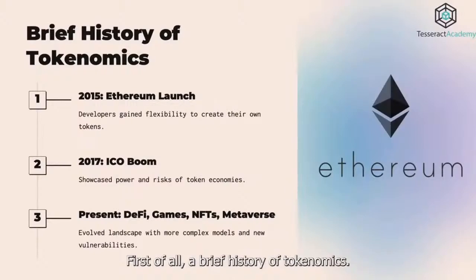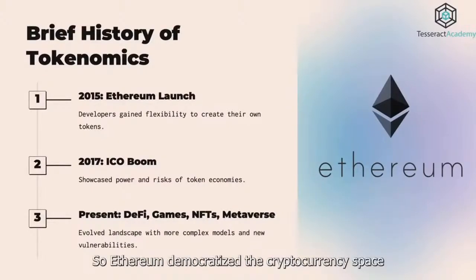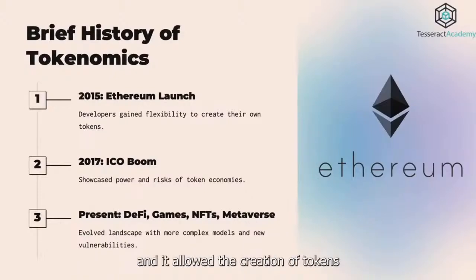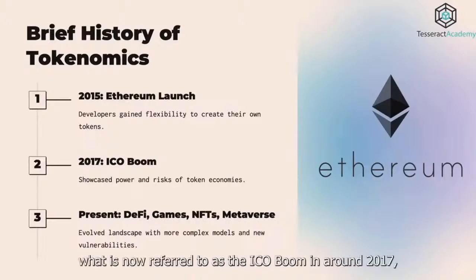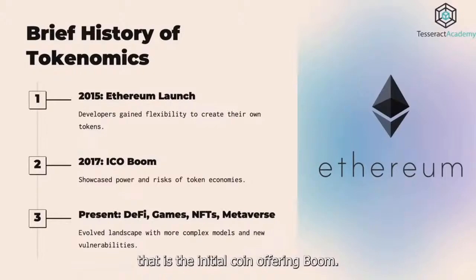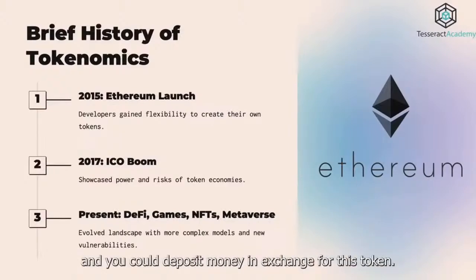First of all, a brief history of tokenomics. Tokenomics was created as a field through the invention of Ethereum. Ethereum created the first virtual computer on a blockchain, and it allowed anyone to create their own token on Ethereum. So Ethereum democratized the cryptocurrency space, and it allowed the creation of tokens with programmable properties. This led to what is now referred to as the ICO boom around 2017, that is the initial coin offering boom. There were many projects raising money in this manner, where they had a programmable token and you could deposit money in exchange for this token.